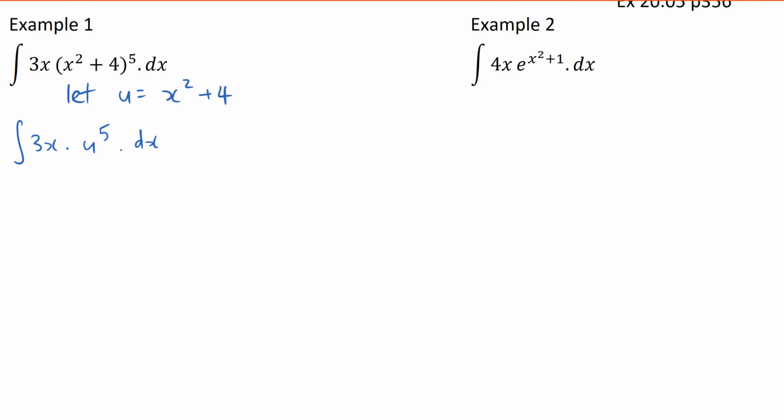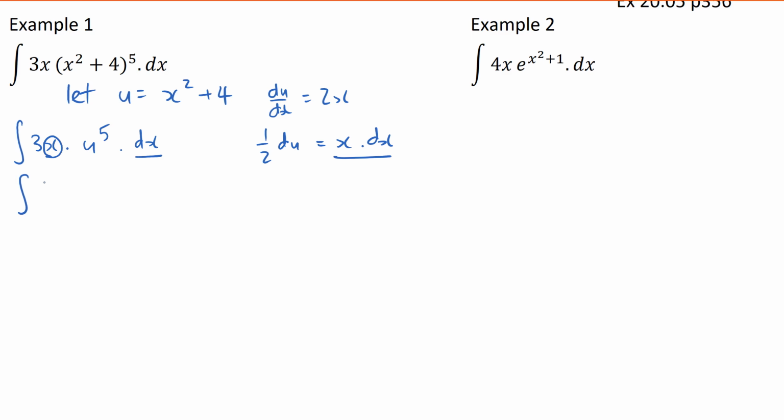No, what do I need to do? I need to integrate with respect to the right letter. So if u is that, then du by dx is simply 2x, isn't it? So therefore, a half of du is the same as x dx. So substituting x dx, which is that part and that part, now becomes a half of du.